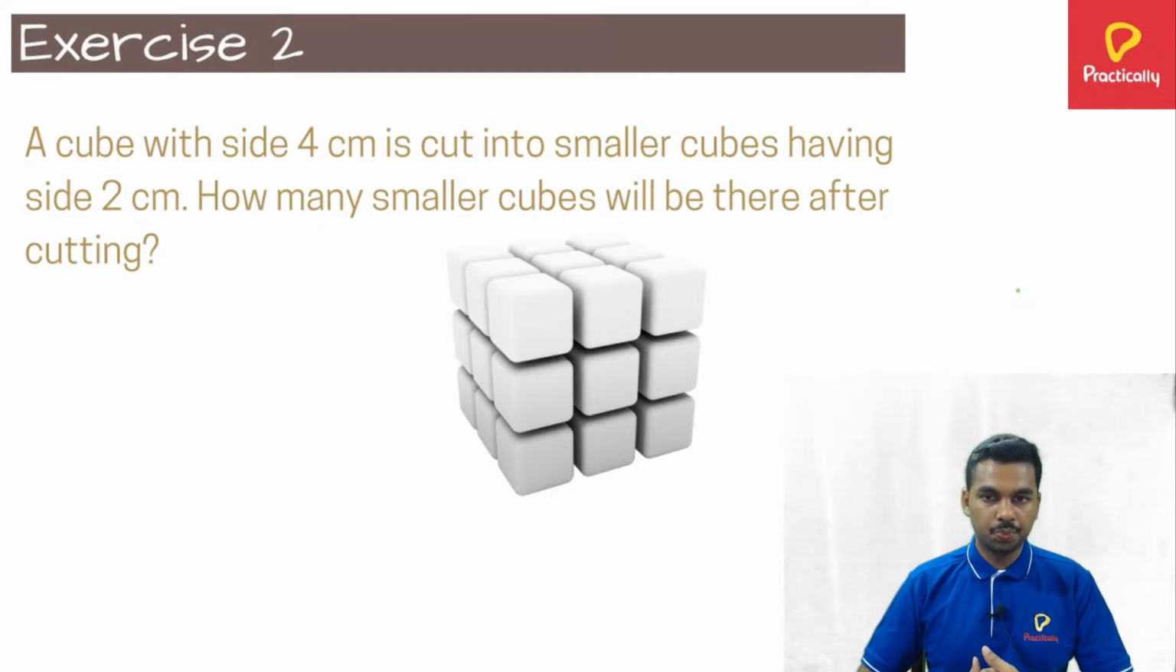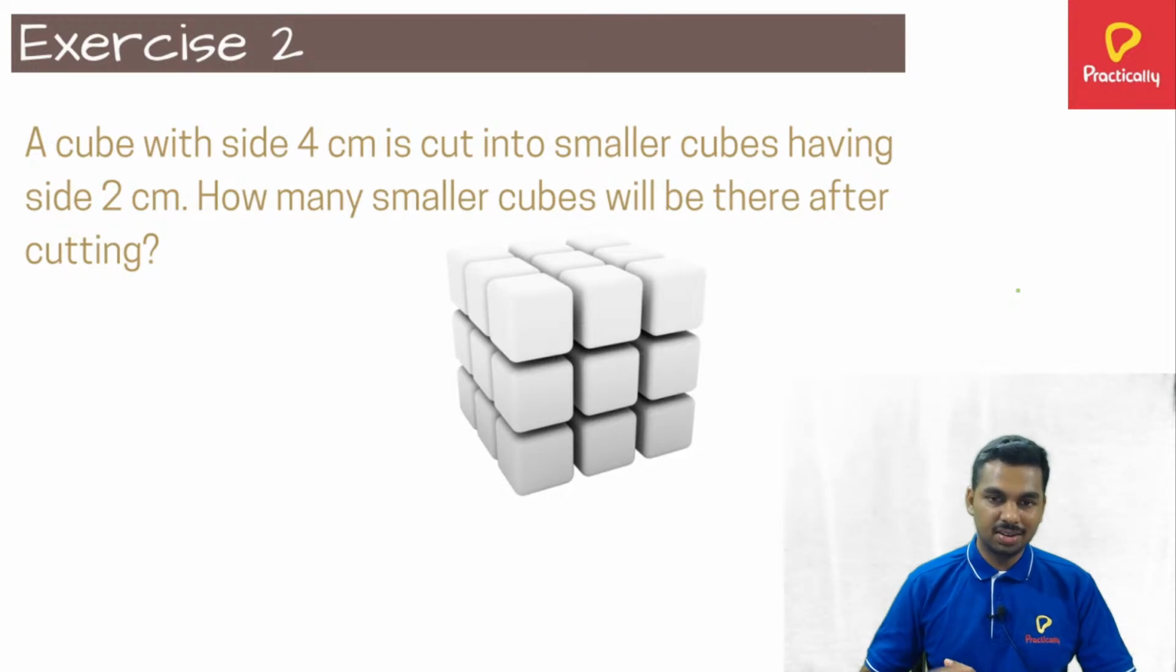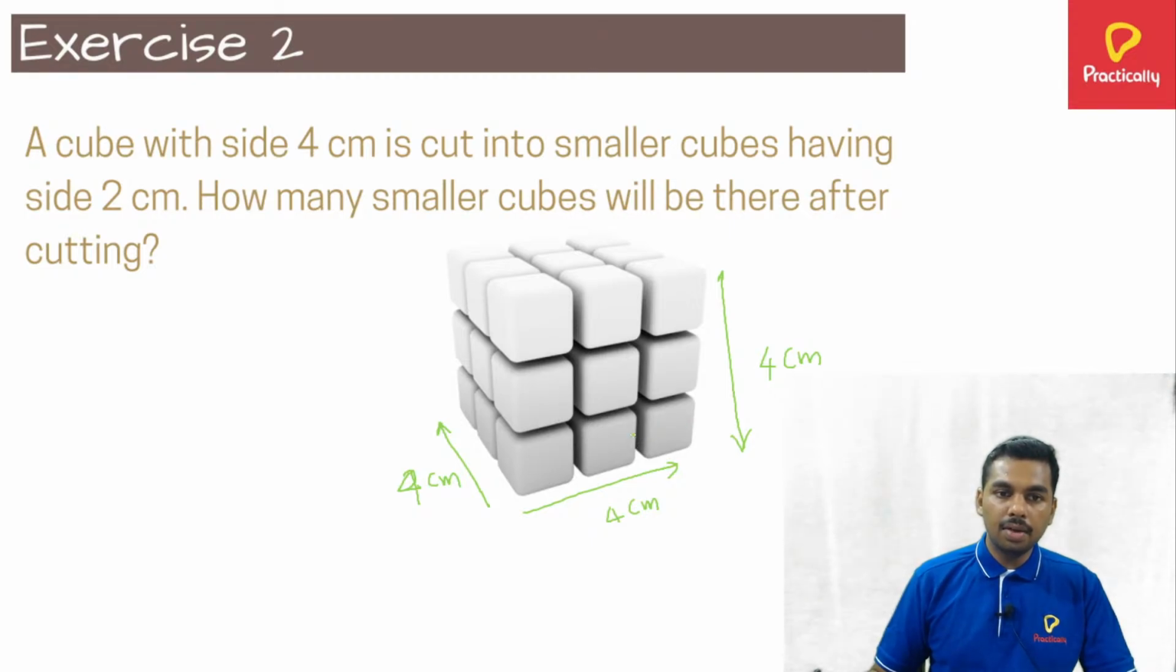Now let's go to exercise number 2. There is a cube which has a side of length 4 centimeters and it is cut into smaller cubes, each having 2 centimeters in length. The question is, how many smaller cubes will there be after the process of cutting? This is also a very interesting question. This is a cube, a 3-dimensional object. Each side is 4 centimeters, and the height is also 4 centimeters. Alright. So we have cut the cube halfway along the length, the width as well as the height. So how many cubes will there be?